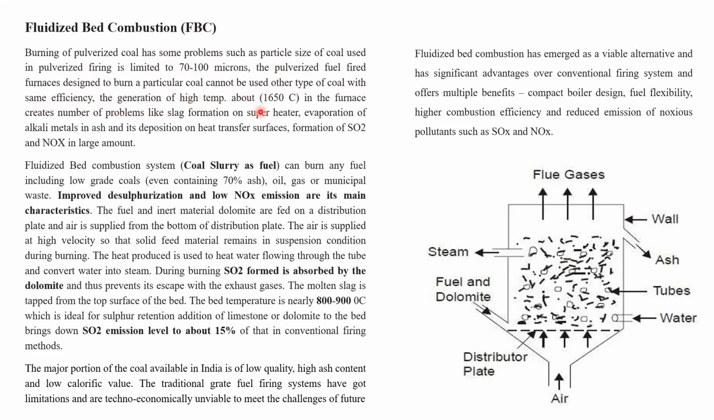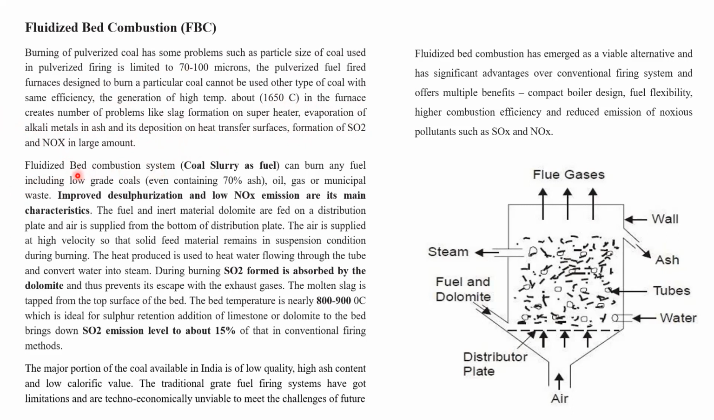The generation of high temperature means that inside that furnace the temperature goes above 1000 degrees centigrade, up to 1650 degrees centigrade, which creates a number of problems like slag formation on the superheater, soot formation, evaporation of alkali metals in ash and its deposition on heat transfer surfaces, and formation of SO2 and NOx in large amounts. This is a fact. So, in order to overcome all this difficulty, a new concept, a new invention, has been taken up in this area.